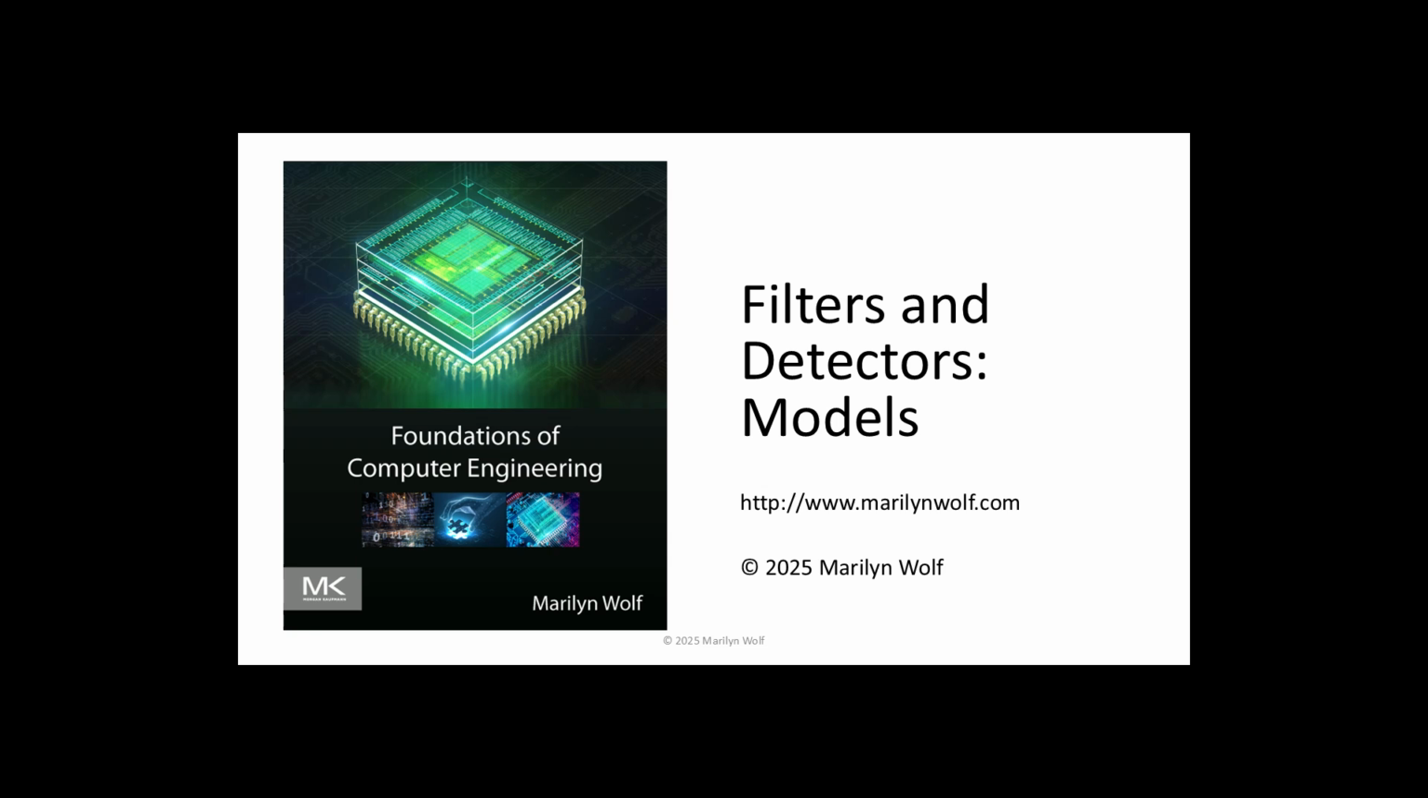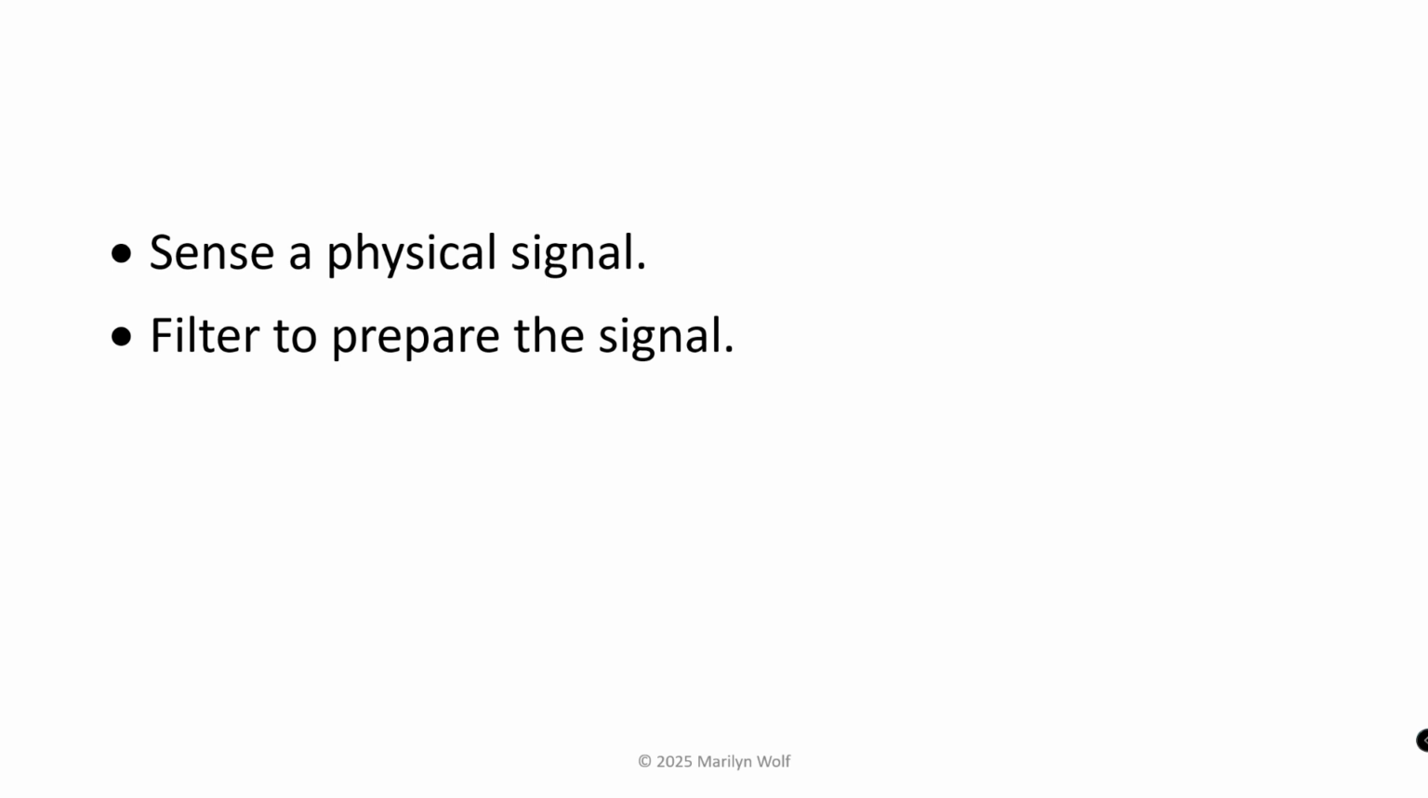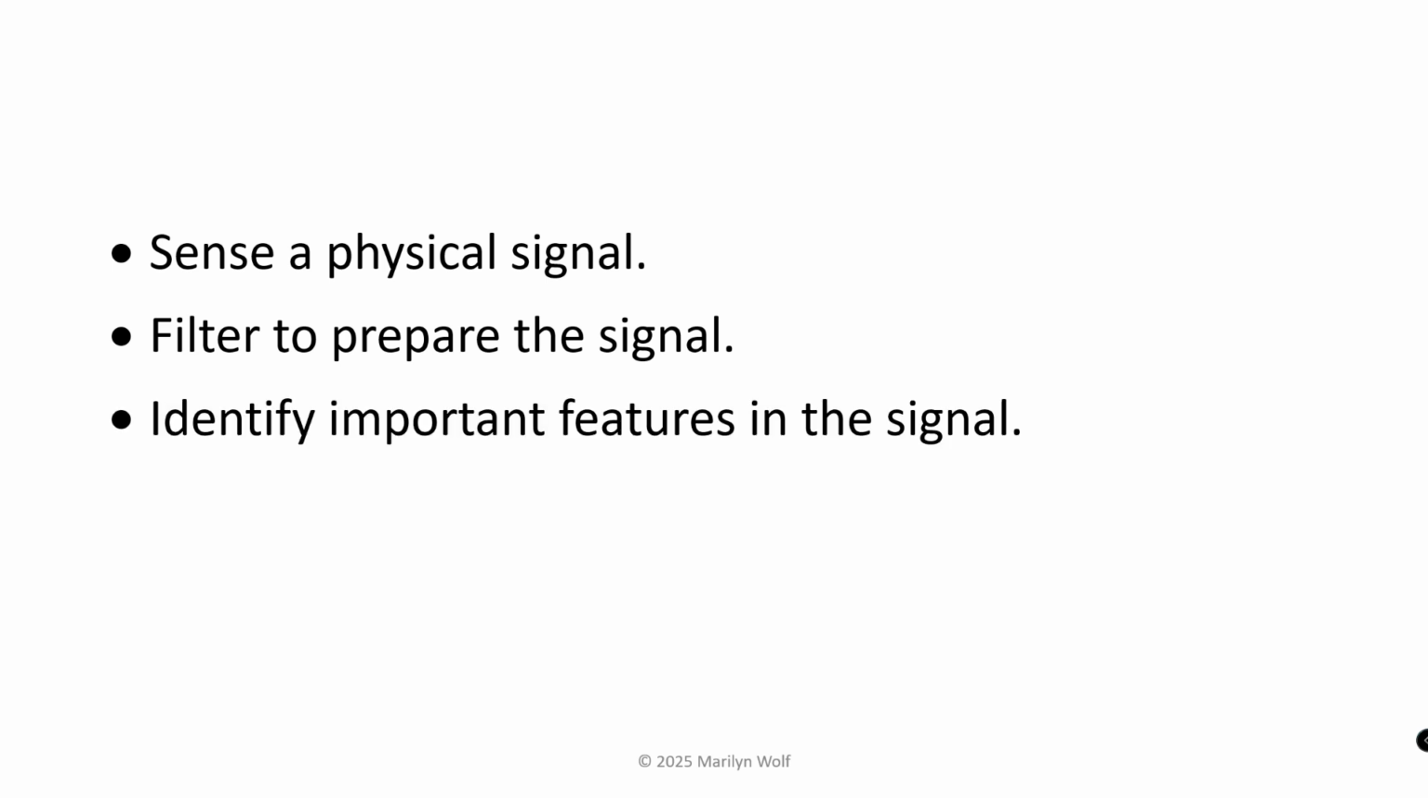Filters can be used to condition a signal and detectors to identify interesting activity. The Sense Filter Detect model captures the steps necessary to process a signal into an event. Sensing captures the physical signal. Filtering prepares the signal for detection. Detection identifies a set of features that correspond to something of interest.